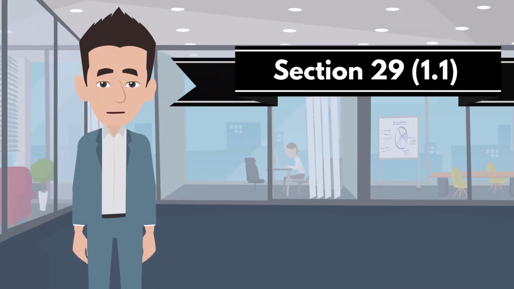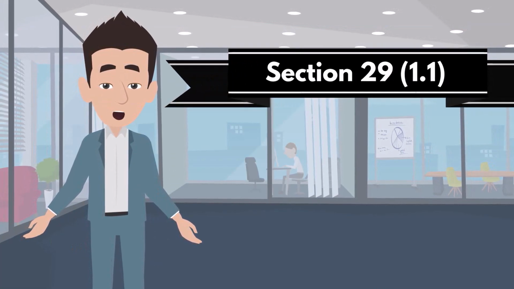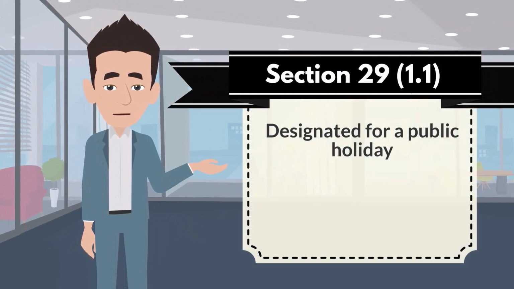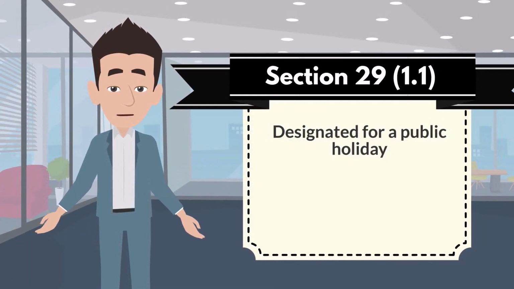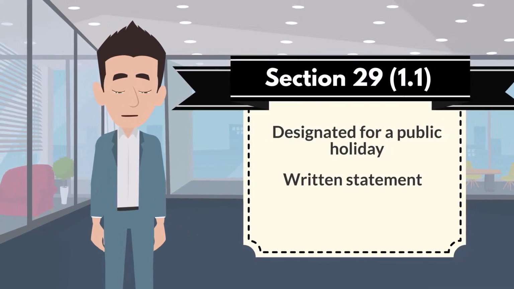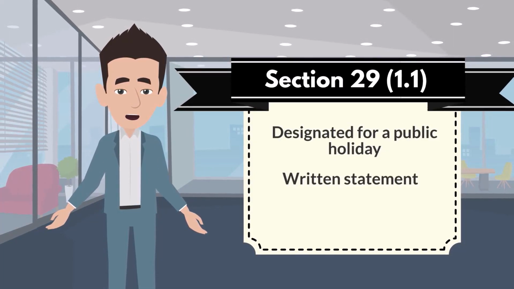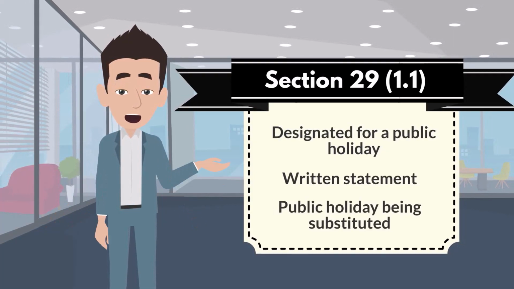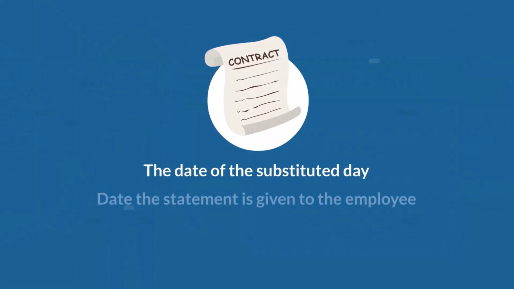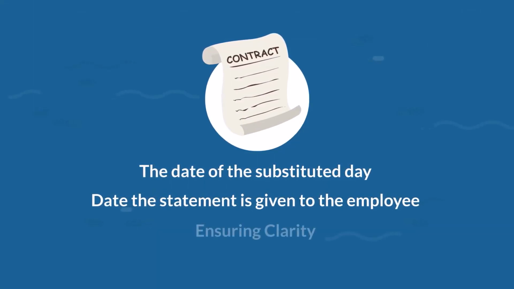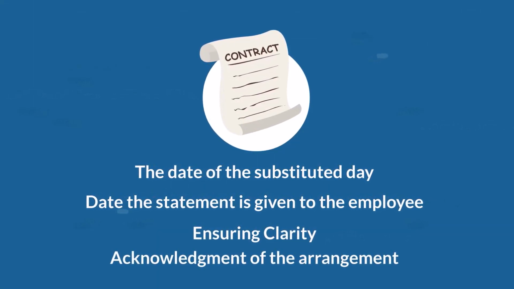Section 29, subsection 1.1 stipulates that if a substitute day is designated for a public holiday, the employer must provide a written statement to the employee before the public holiday. This statement should include the public holiday being substituted, the date of the substituted day, and the date the statement is given to the employee, ensuring clarity and formal acknowledgement of the arrangement.